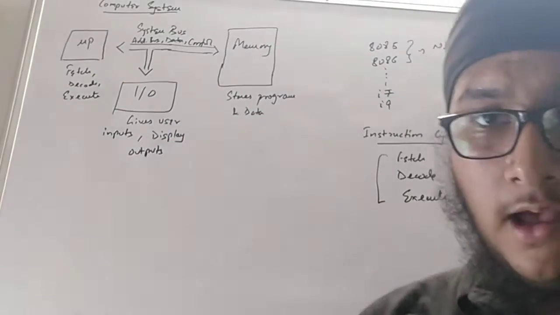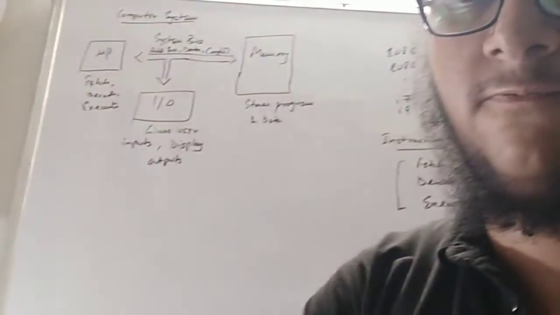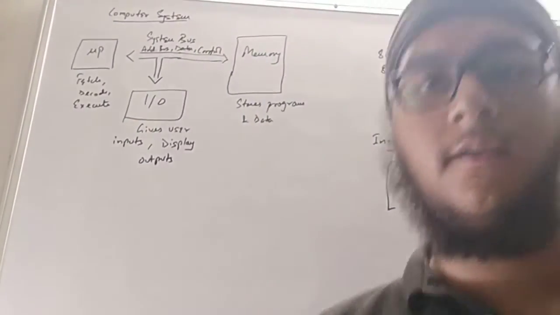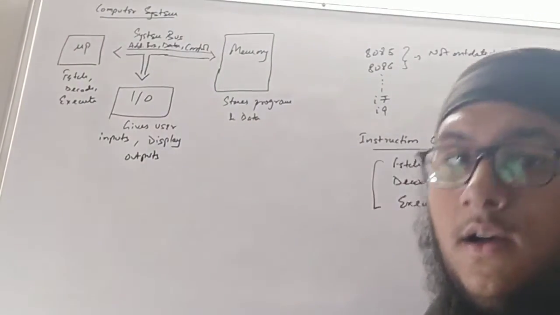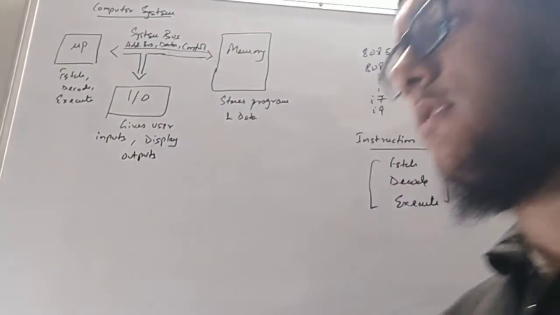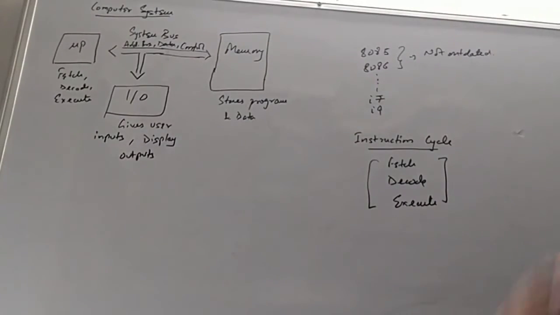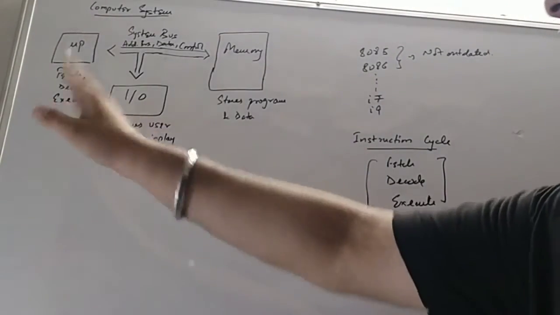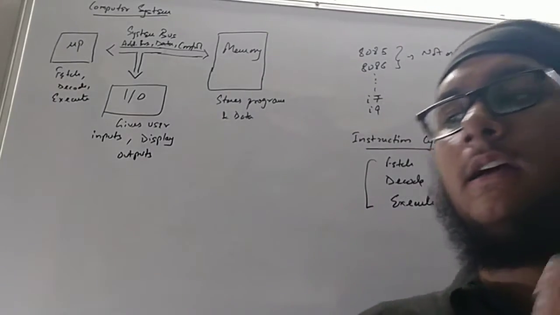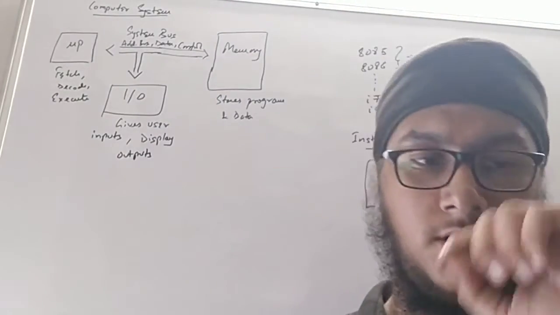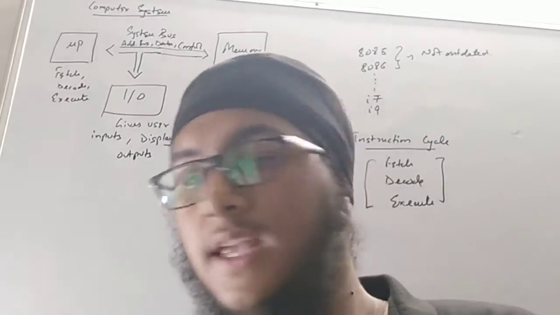Now the diagram is visible, I hope. Sorry for the disturbance. So you can see the three basic components, which are the microprocessor, memory, and I/O. This is what the basic architecture of a computer system generally looks like.